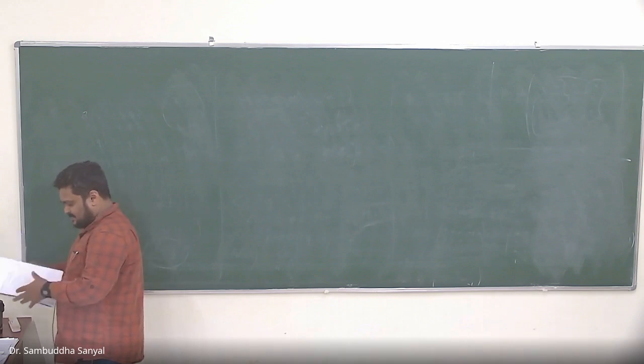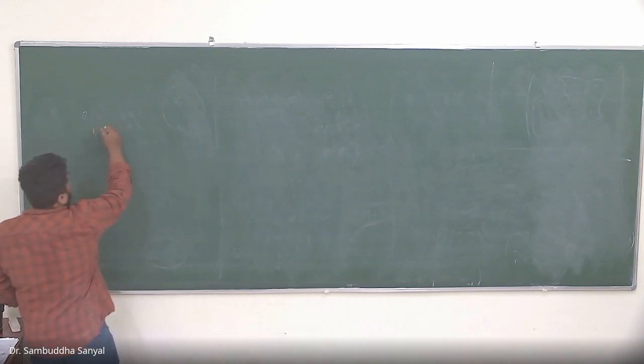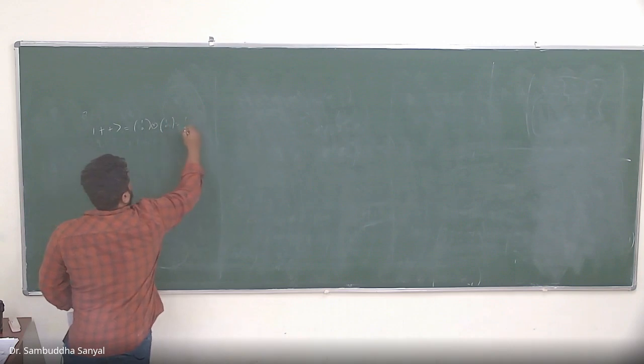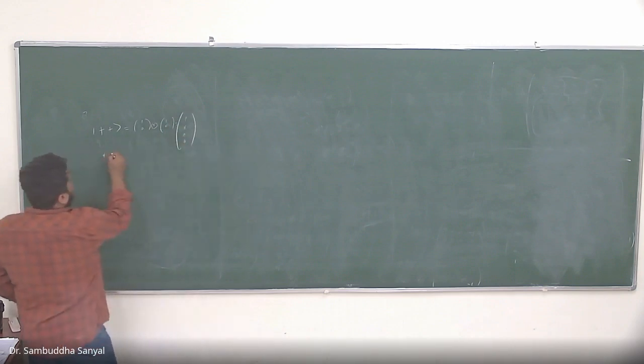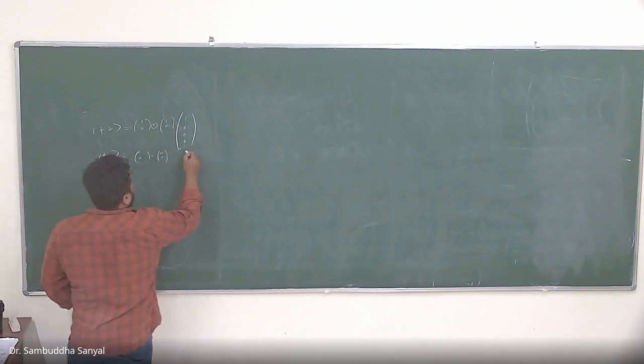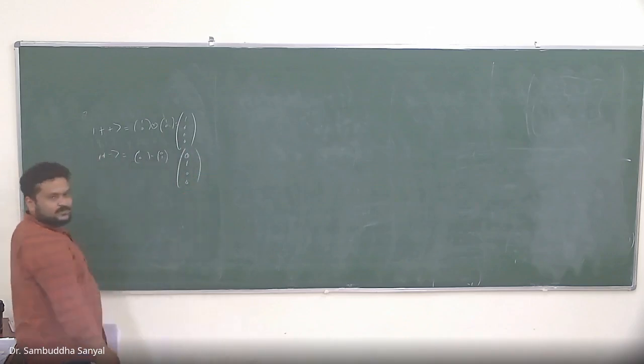Okay, there are some other things you can also do in this exercise, just to gain confidence. For example, how does this plus plus look? Plus is 1 0, direct product 1 0, so this is 1 0 0 0. Similarly, plus minus is 0 1 0 0. Similarly, you can represent all the 4 states.